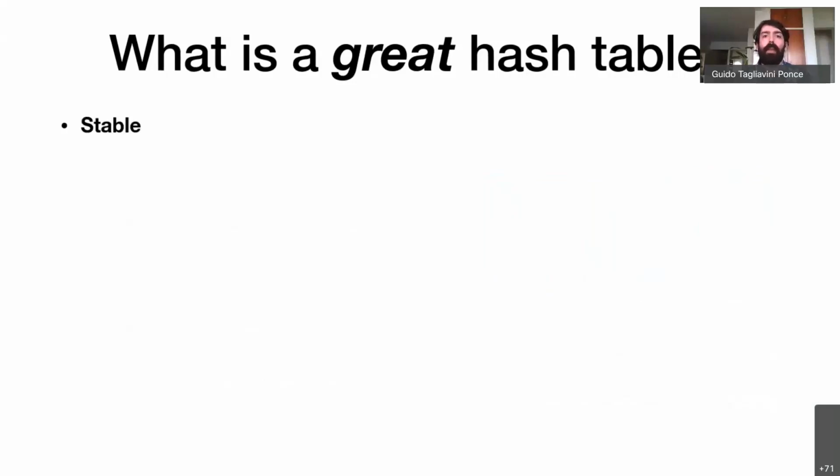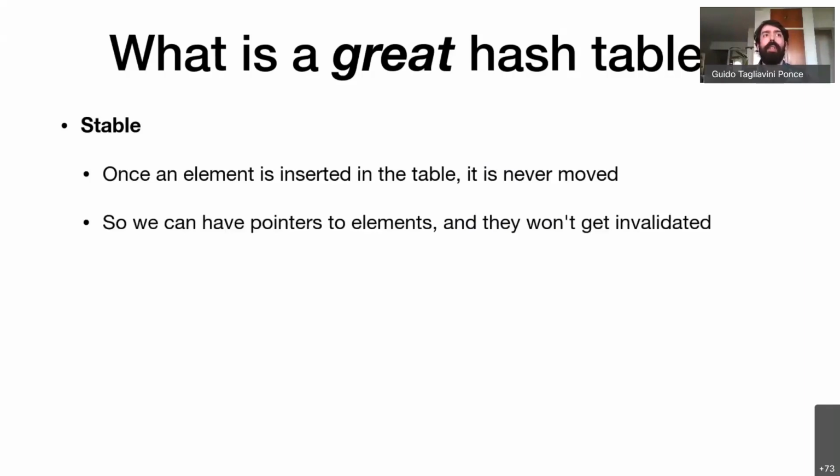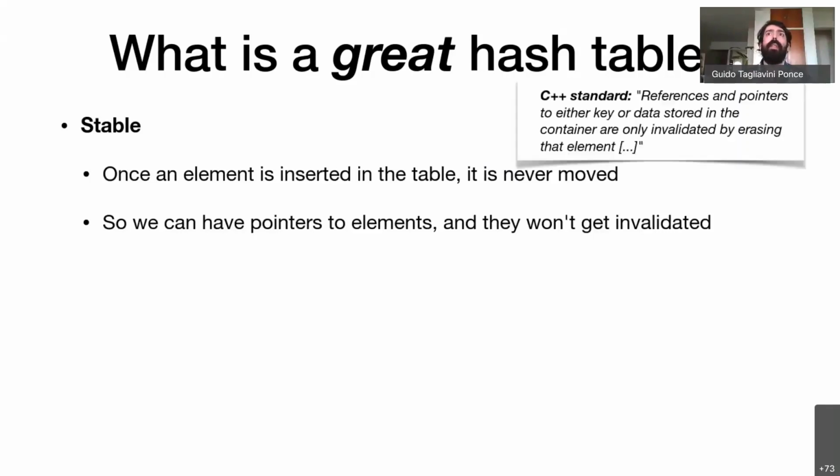So we want it to be stable, which means that once an element is inserted in the table, it is never moved. You may know that some data structures every now and then move elements around to guarantee that their access is going to be efficient and also to compact the space. So in a stable hash table, we don't want to do that. Once an element is placed, it's going to remain there forever until it's deleted. This has an important consequence, which is that we can have pointers to elements in the hash table, and they won't get invalidated. This property is very important in practice. To give you an example, the C++ standard actually requires your hash table to be stable, if you want to comply with this standard.